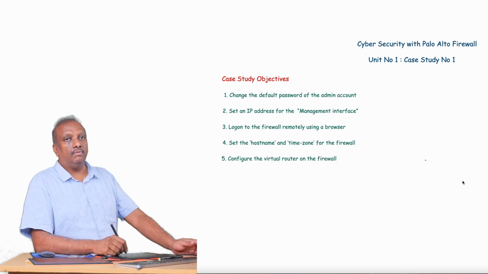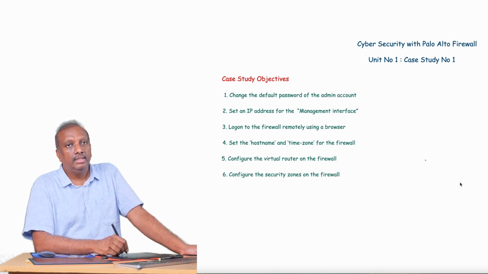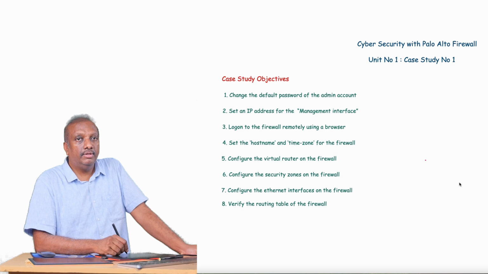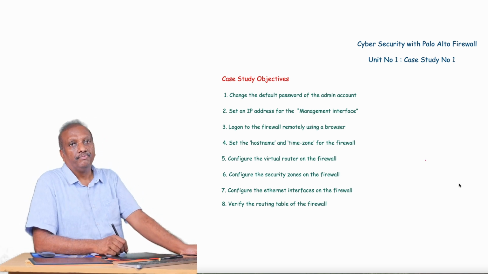Then we configure the virtual router on the firewall. Then we configure security zones on the firewall as per the topology diagram. Then we configure the Ethernet interfaces on the firewall as per the topology diagram. And then when we commit, we'll see how the routing table of the Palo Alto Firewall looks. We verify the routing table on the firewall. We also verify the routing tables of the systems in the case study.